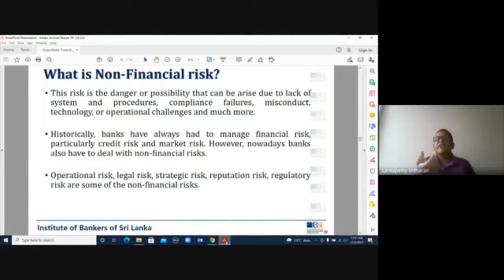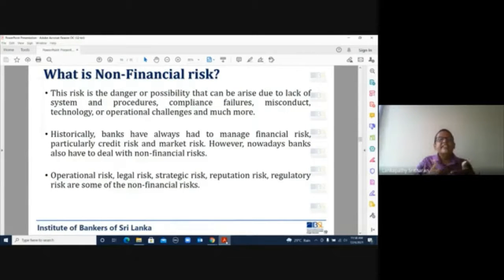Okay, so compliance failure may also create a non-financial risk. And technology failure, operational challenges, you can understand it. Historically, as I mentioned already, banks have always had to manage financial risk, particularly credit risk and market risk. However, nowadays banks also have to deal with non-financial risk. That's what I have already mentioned.